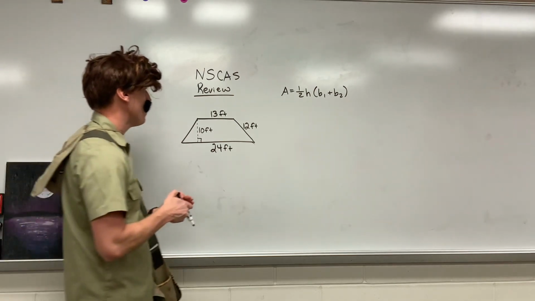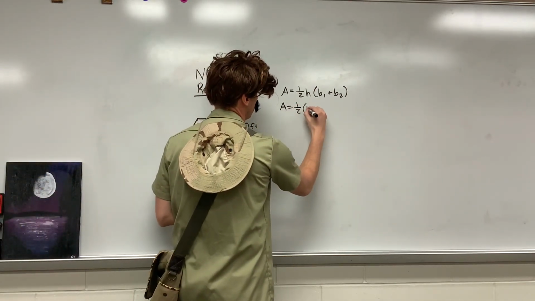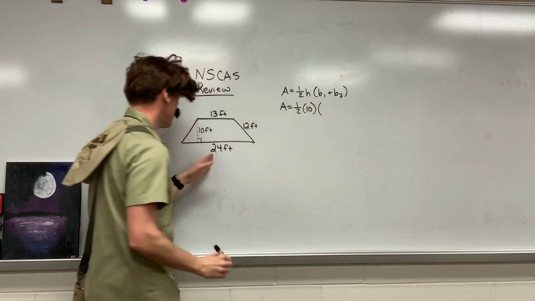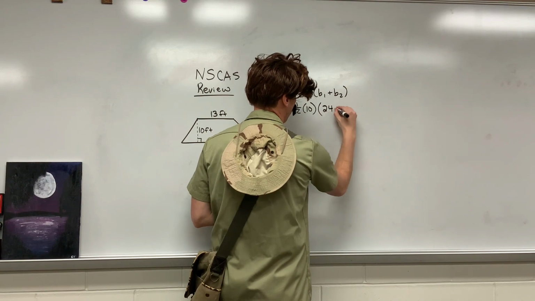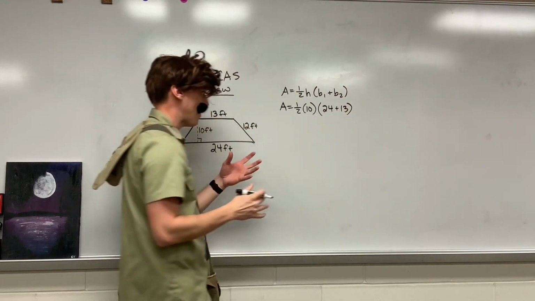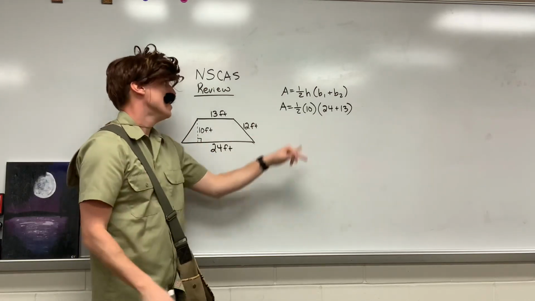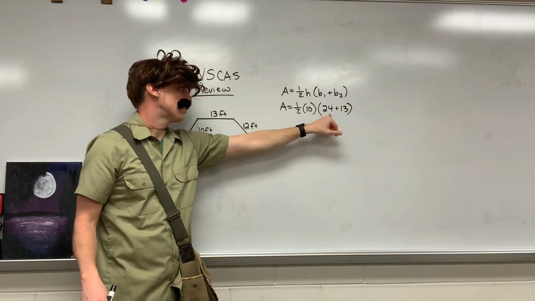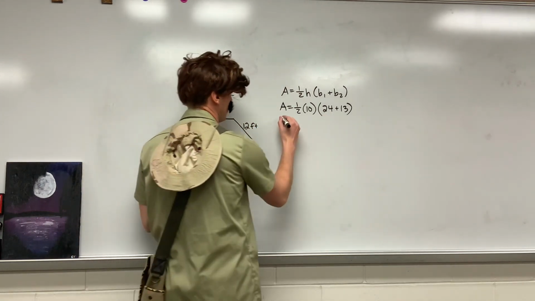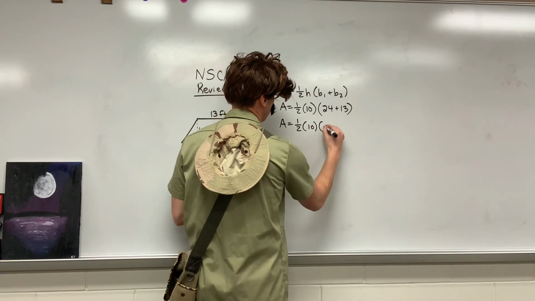I'm going to plug in for my height, which is 10. I have A equals 1/2 times 10. Base 1 is 24, base 2 is 13. And because of the commutative property of addition, it does not matter if I say base 1 is 13, base 2 is 24, vice versa, fine. Parentheses first: 24 plus 13 is 37. So A equals 1/2 times 10 times 37.